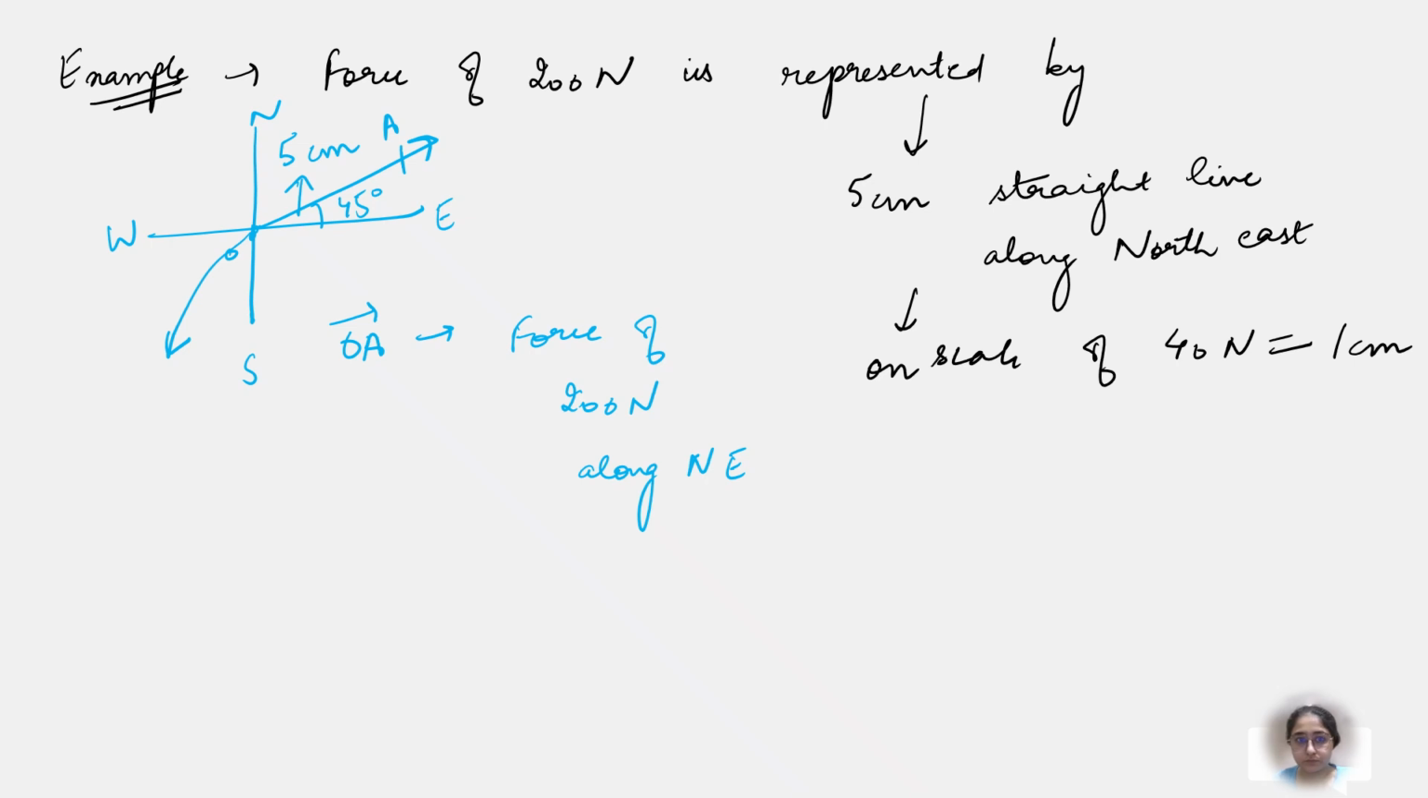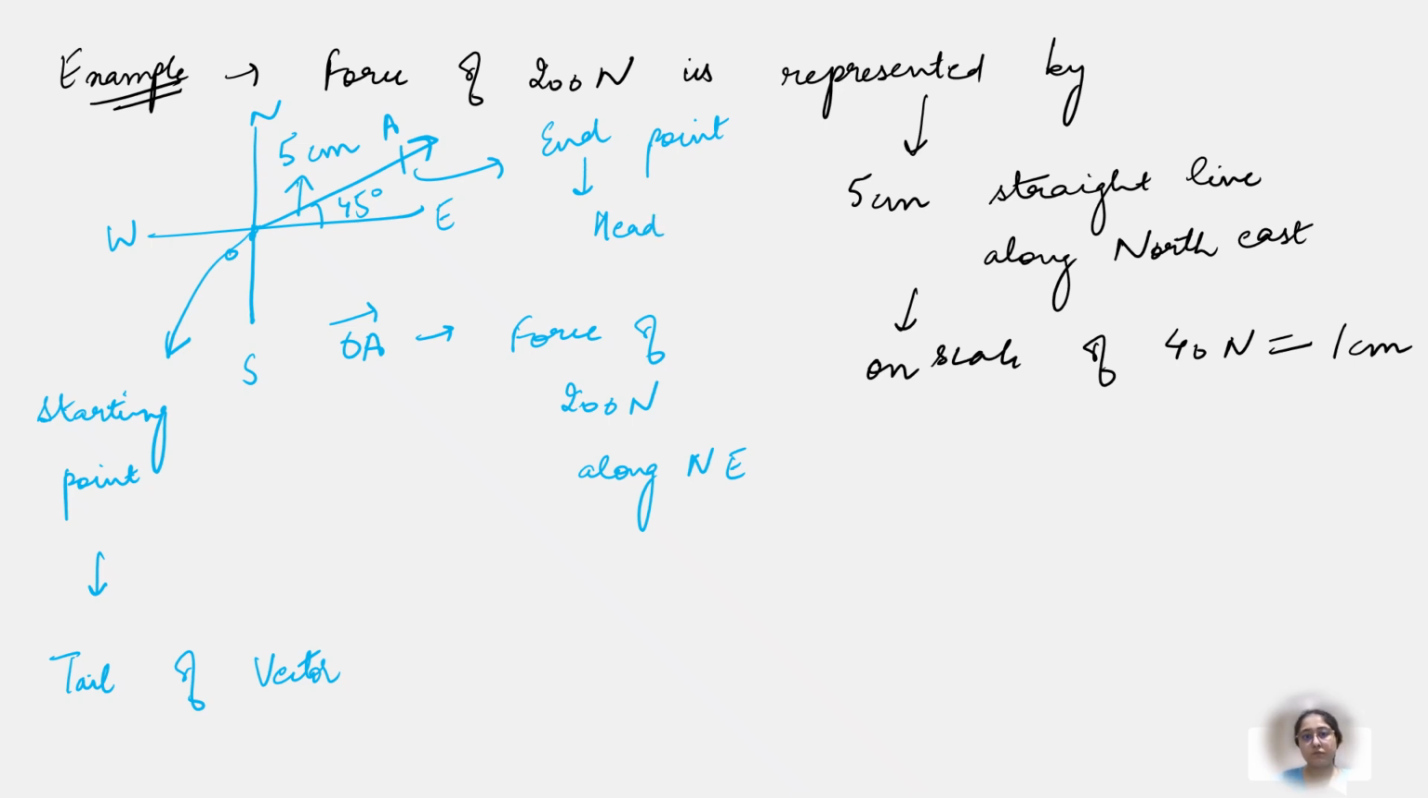This point, the starting point, is called tail of vector. Endpoint is called head of vector. The length represents its magnitude and direction is given along northeast.